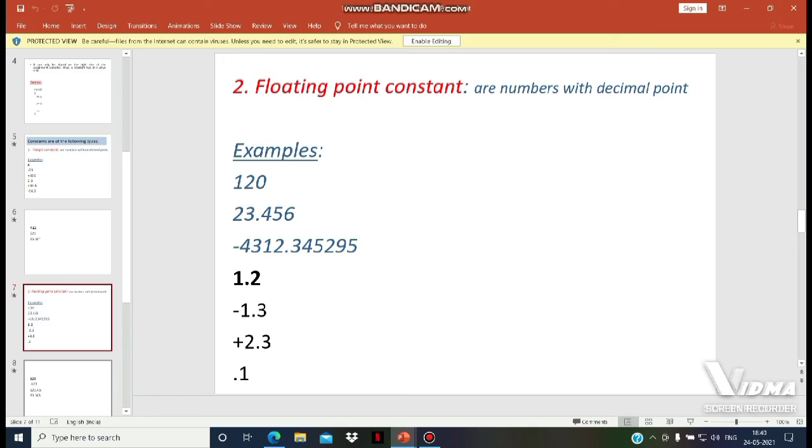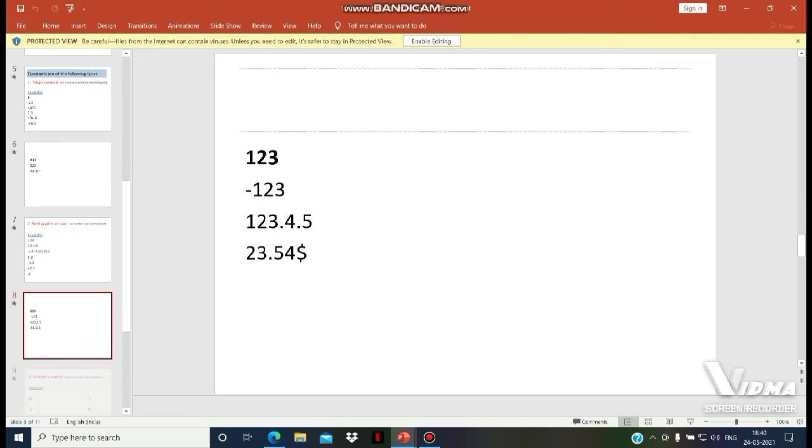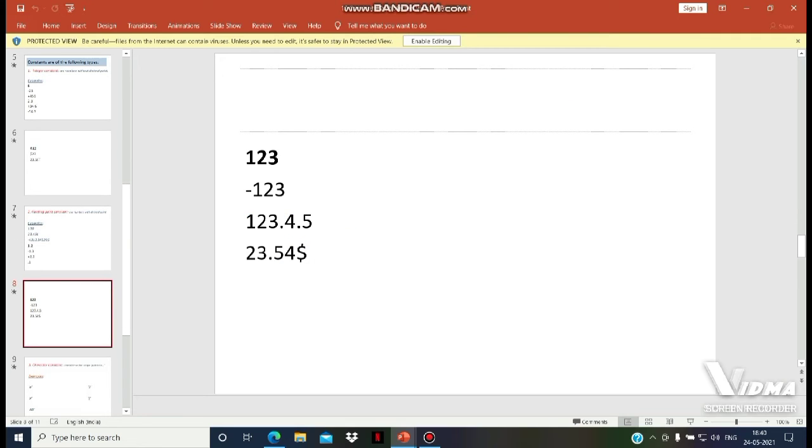Minus 1.3 is also a floating point constant. Plus 2.3 is also a floating point constant. 0.1 is also a floating point constant because it has a decimal point. Next, 123 is not a floating point constant because it does not have any decimal point. Minus 123 is also not a floating point constant.